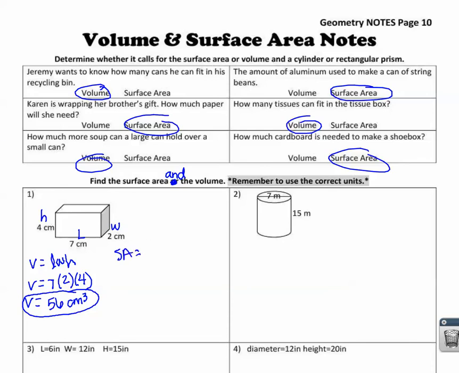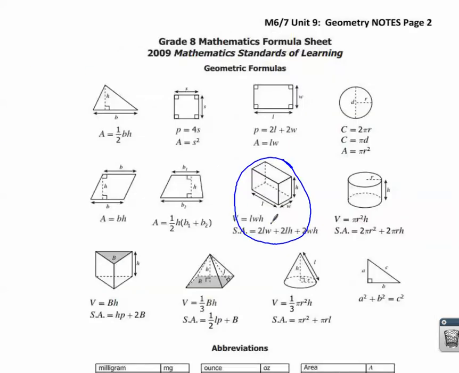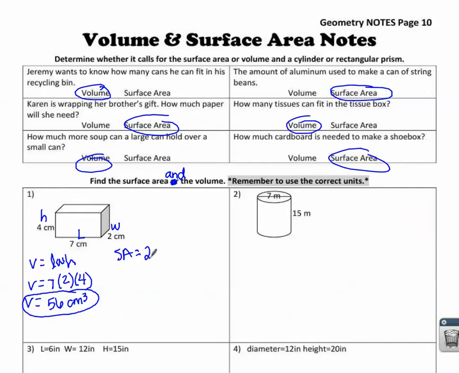Surface area of a rectangular prism is 2 times length times width plus 2 times length times height plus 2 times width times height. So I'm going to write that down. And no, you do not need to memorize this. You will be given the formula sheet on assessments and your SOL.